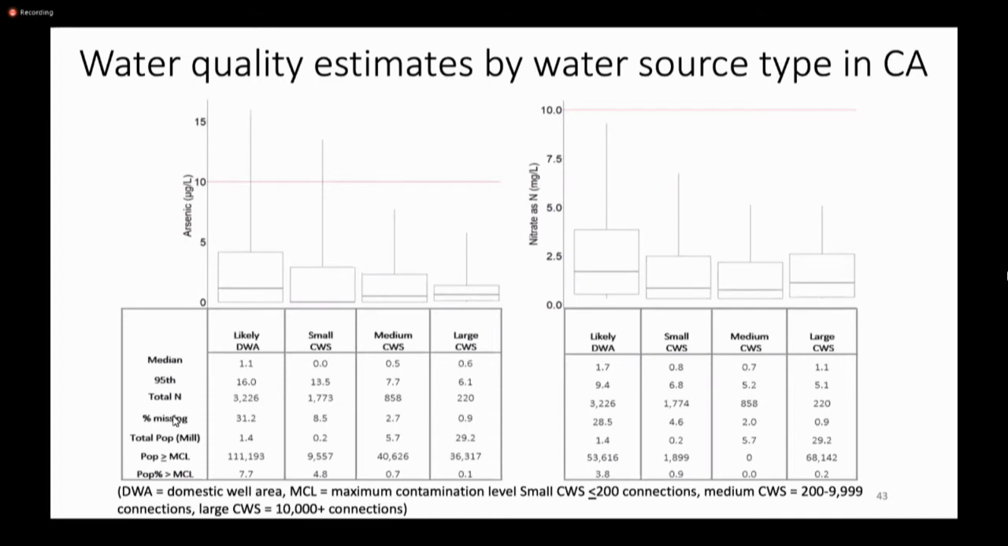So these are results for arsenic on the left and nitrite on the right. I'm showing you the median and interquartile range in the box plots, as well as a 95th percentile value in the error bars. And the horizontal red line represents the maximum contaminant level, or MCL. I'm displaying each contaminant by water system type, either a domestic well or by community water systems, which were stratified by size.